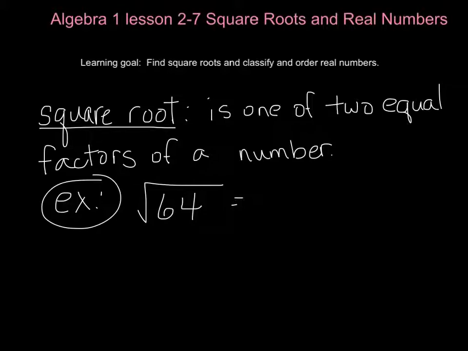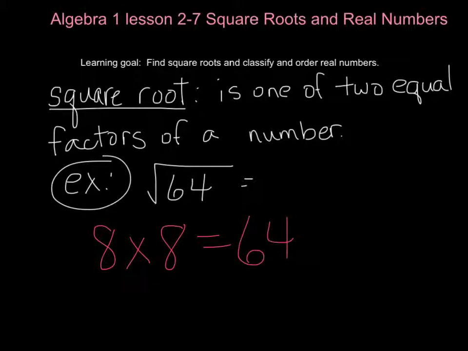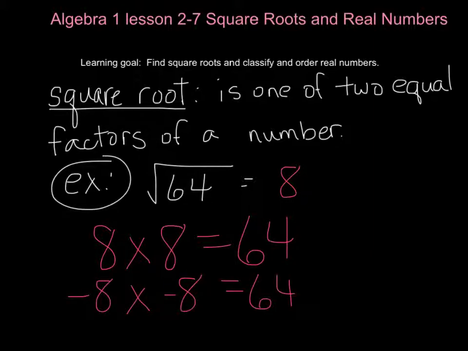So to begin with, a square root is simply one of two equal factors of a number. So if you think of the square root of 64, 8 times 8 is 64. So the square root of 64 would be 8. But so is negative 8 times negative 8. That will also be 64. So this could also be negative 8. So really, every square root has two answers. Now, you may wonder, how do you determine which one they want?